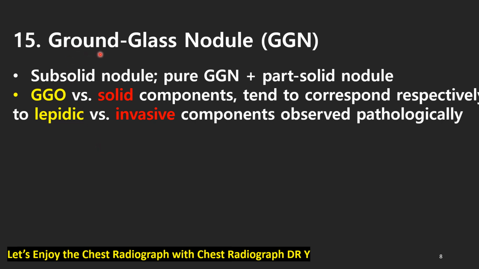Let's look into the famous term ground glass nodule, GGN. We call it a subsolid nodule when we find a pure ground glass nodule plus a part solid nodule. These 2 categories are included in one term, subsolid nodule. Ground glass opacity versus solid component tend to correspond respectively to lepidic versus invasive components observed pathologically. This means GGO usually represents lepidic growth, and the solid component, the part solid component, usually shows invasive components in the pathologic slide.